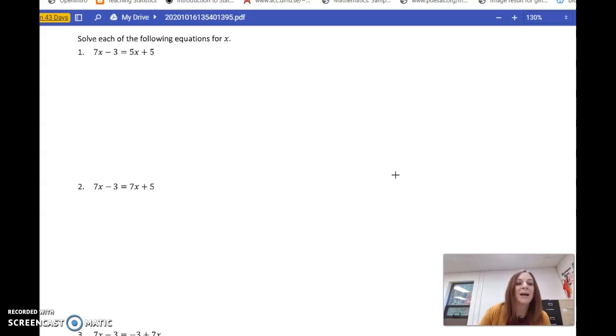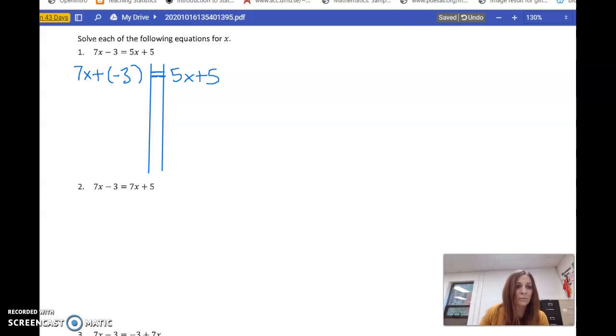So this is a good review. Remember what we've done before. I tend to always start by rewriting our subtraction problems as addition problems. So instead of saying 7x minus 3, I'm going to say 7x plus a negative 3 equals 5x plus 5. Then we can put those lines in to talk about both sides of our equal sign. Each side is simplified. Then gather our x terms up on one side. I'm going to choose to get rid of my 5x on the right by subtracting it. Whatever I do to one side, I have to do to the other.